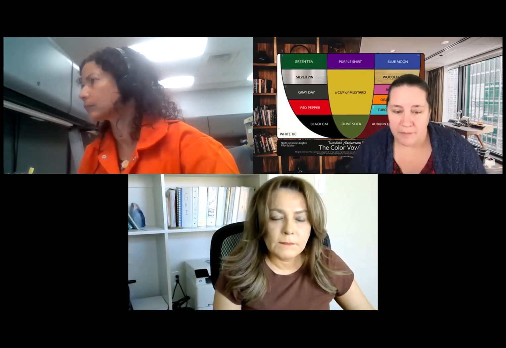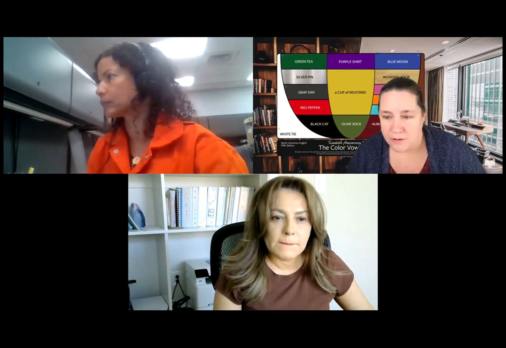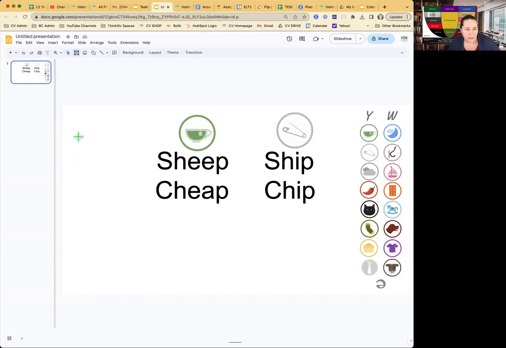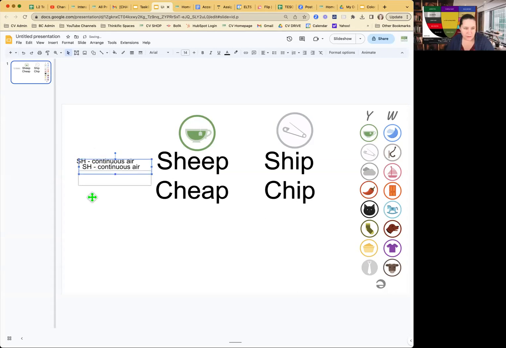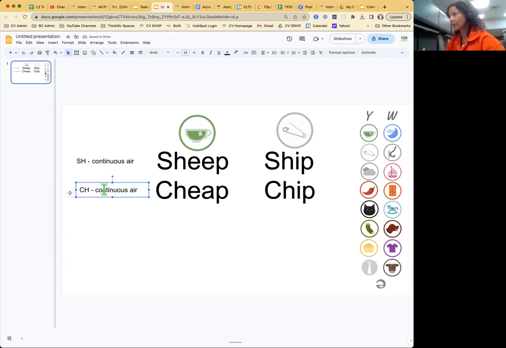In the written form, I'll just make a little note here that SH is continuous air. That's what I'll call it. You're blowing air or letting air out of your mouth continuously. Shh, right? That's different from cheap and chip. These are going to be a puff of air.